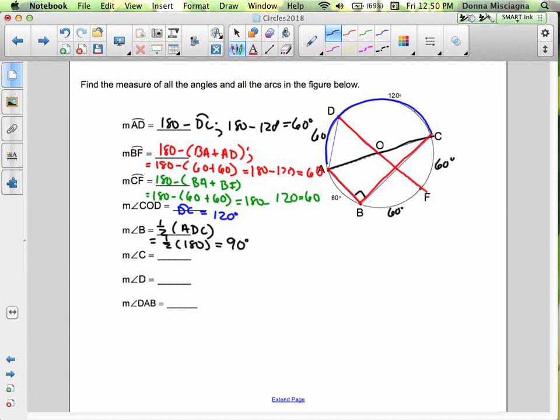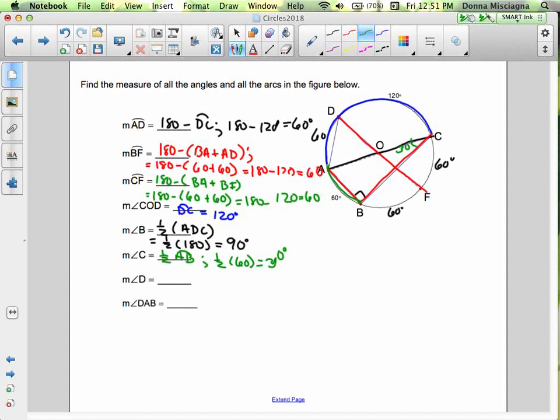We want the measure of angle C. All right, so here's angle C. Notice that if you follow the angle out, here's the intercepted arc right here between AB. So angle C is going to be equal to half of arc AB, which means that's going to be equal to 1/2, actually I'm going to put it over here, 1/2 of 60 degrees or 30 degrees.